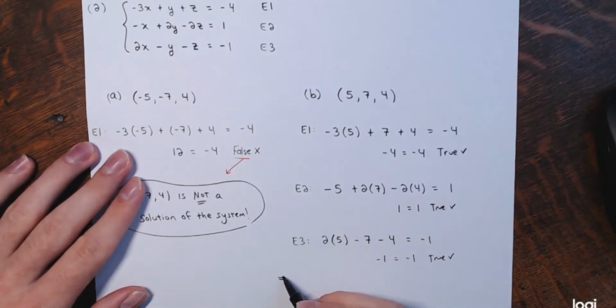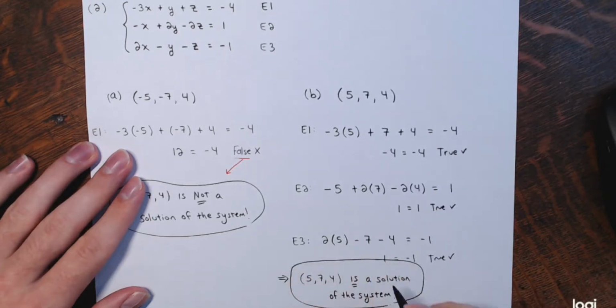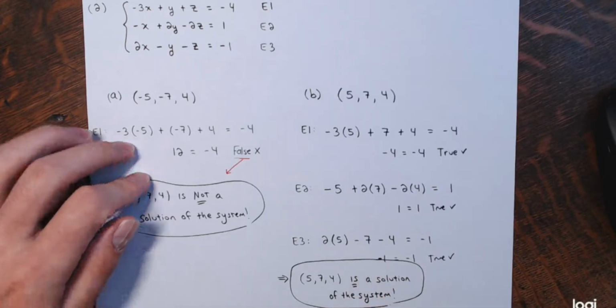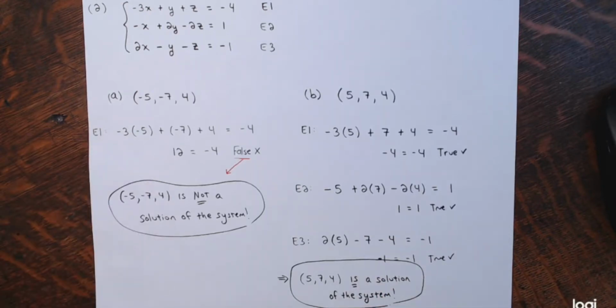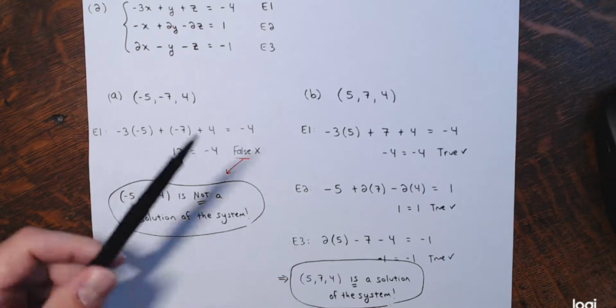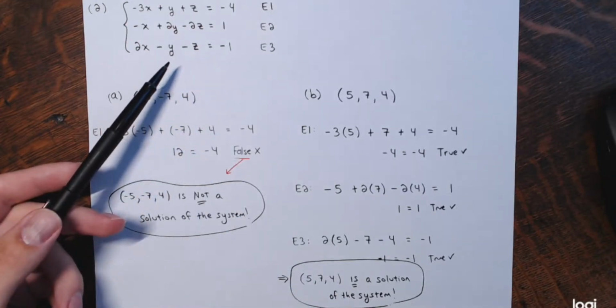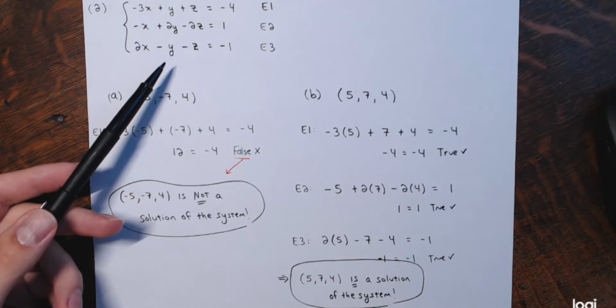So this leads me to this statement, right? This ordered triple, 5, 7, 4, is a solution. It is a solution of the system. Satisfies all the equations. Great. Now that doesn't mean it's the only solution. Right? There may be other solutions, but we have just found one.